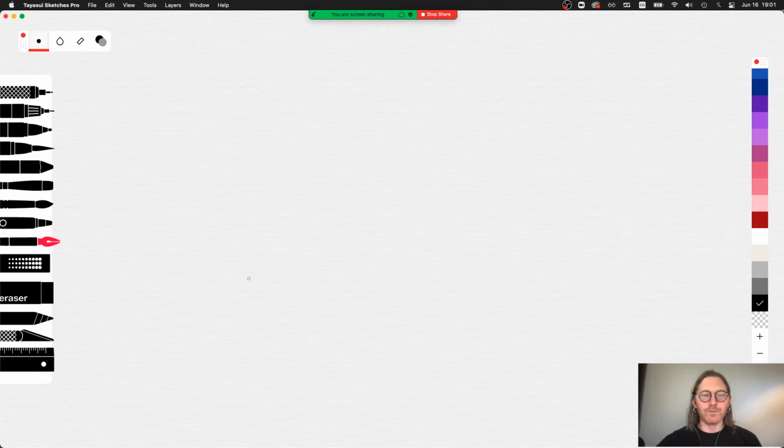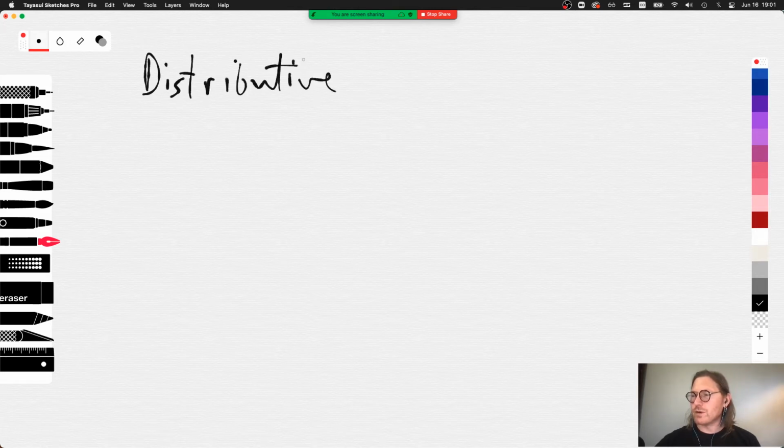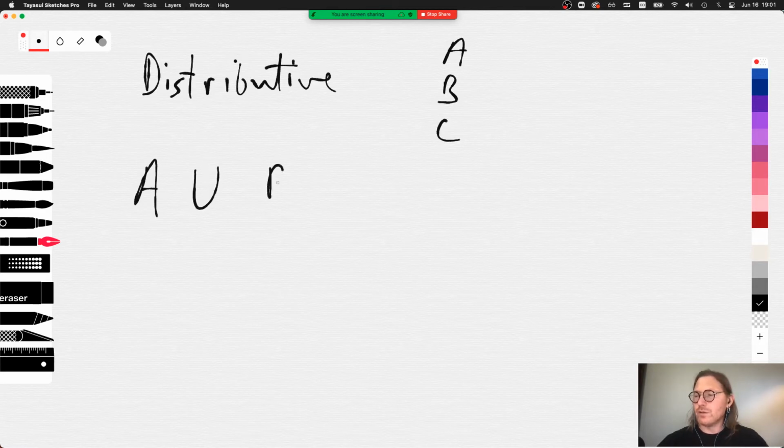And let's start off with the distributive property. We can see this in two forms. Let's say we have A, B, and C. If I say A union B intersects C, and I'm just going to put parentheses around that to be very clear what's happening there.